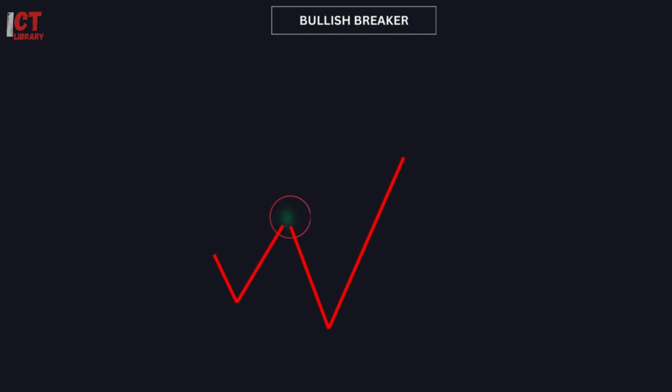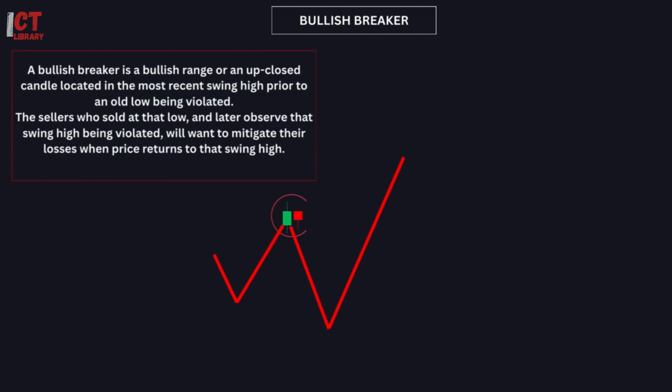Now let's discuss a bullish breaker. A bullish breaker is a bullish range or an up-closed candle located in the most recent swing high prior to an old low being violated.